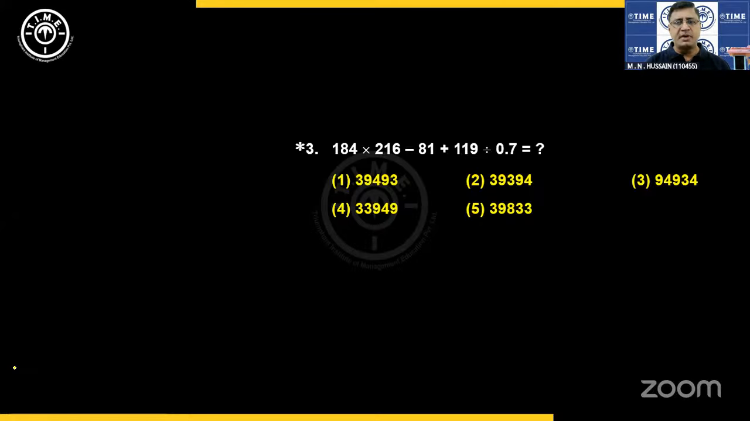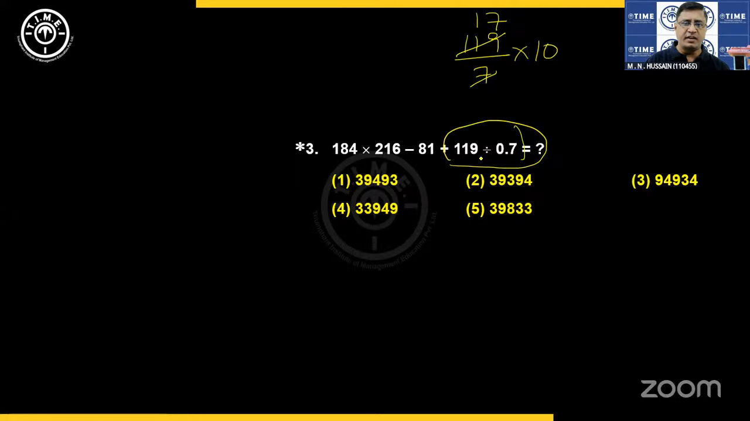184 into 216 minus 81 plus 119 divided by 0.7. First of all, observe this part. 119 divided by 0.7. 0.7 means 7 by 10. The 7 goes how many times? Exactly 17 times. 17 into 10 is equal to 170. So what is the discussion here? Minus 81 plus 170. What is the result? Positive 89.